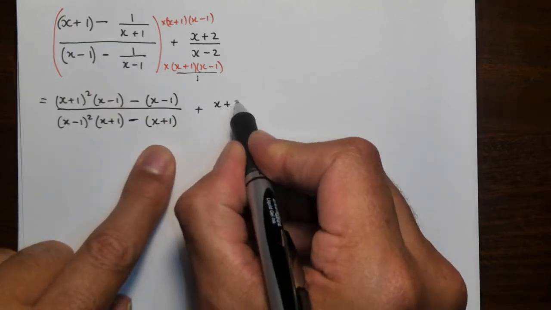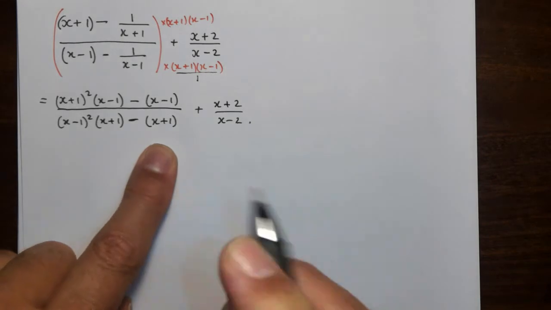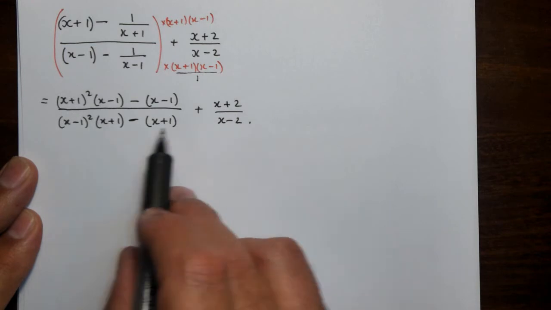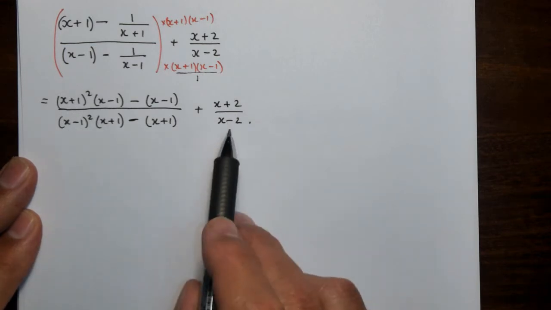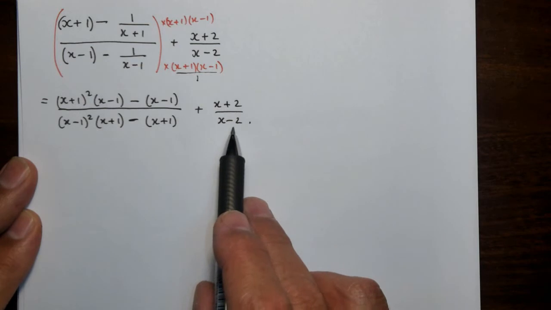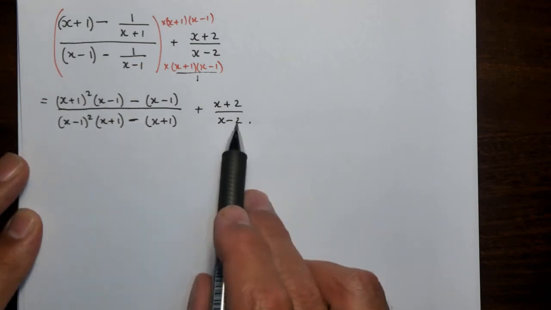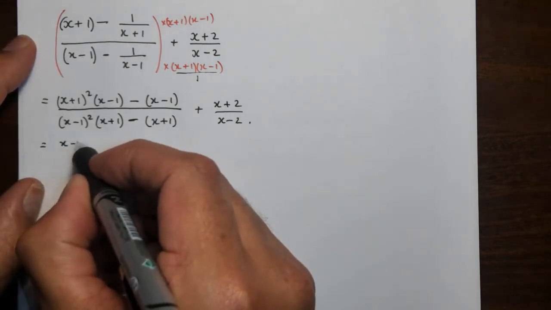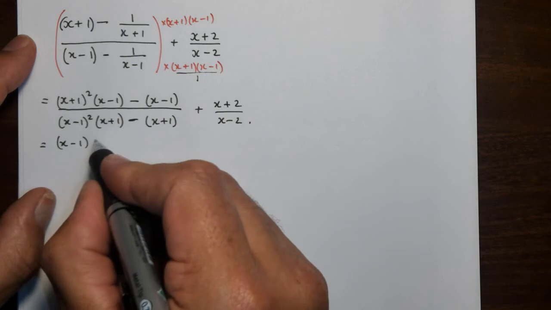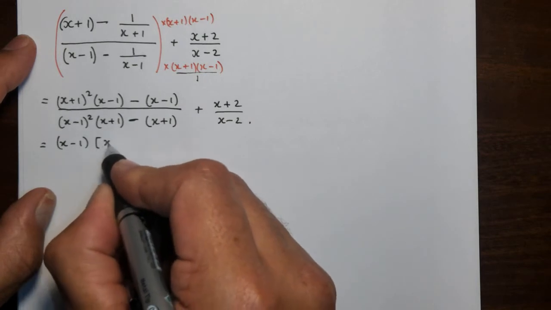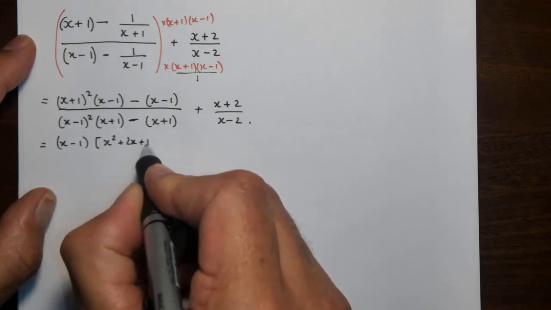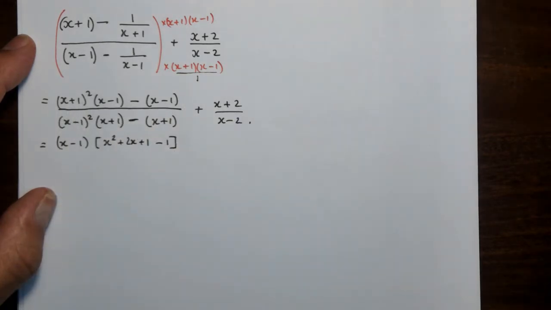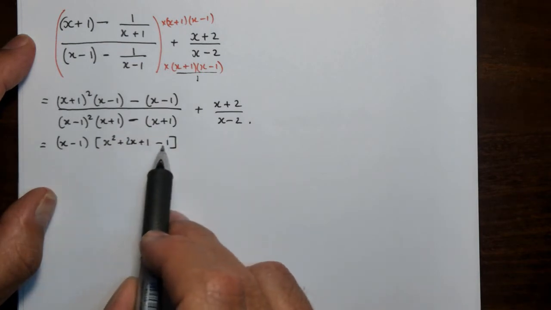Plus the x plus 2 tags along over x minus 2. Okay, now I can work a new denominator because I've got two fractions, LCD here, LCD there. So let's just see if I can't clean this up a bit. I get x minus 1 at the top, which comes out as a common bracket. Then I have x squared plus 2x plus 1, that thing squared, minus 1. Remember, if I remove that whole bracket, I leave a minus 1 in its place.